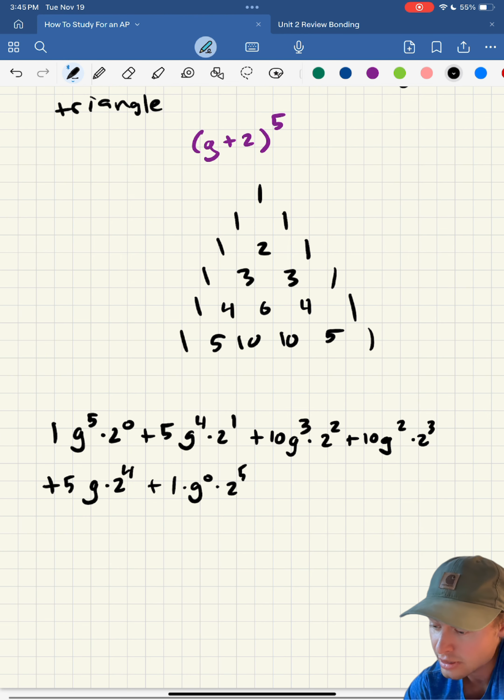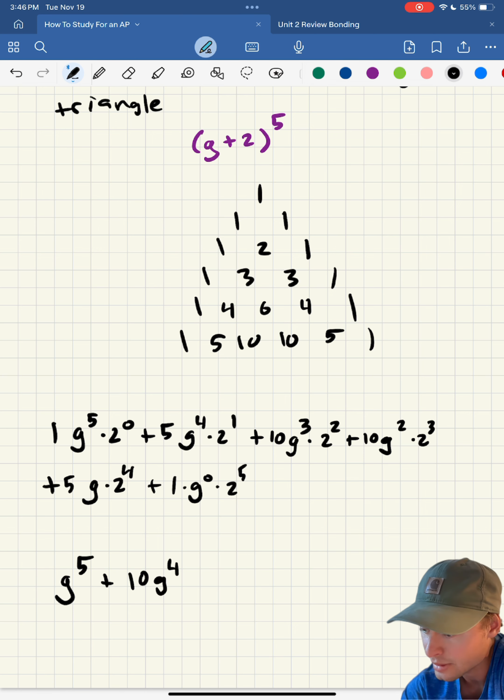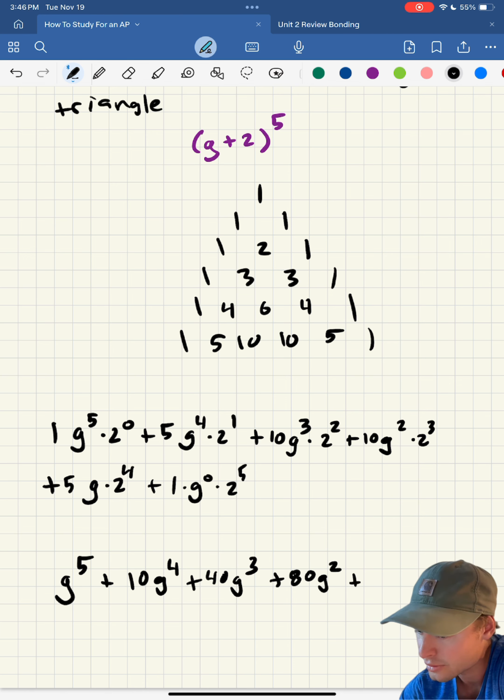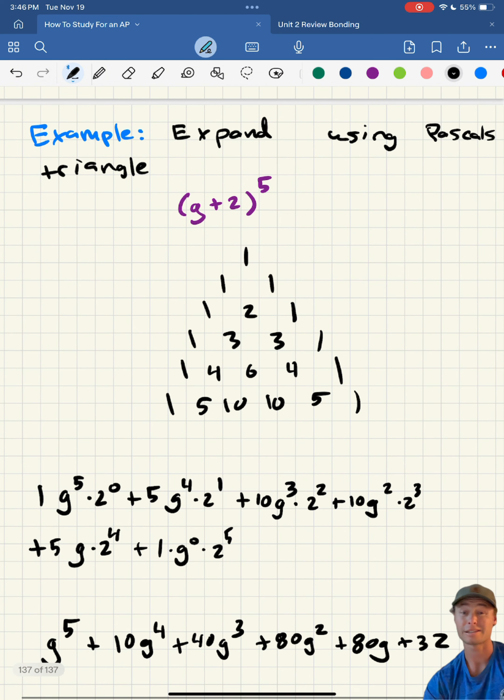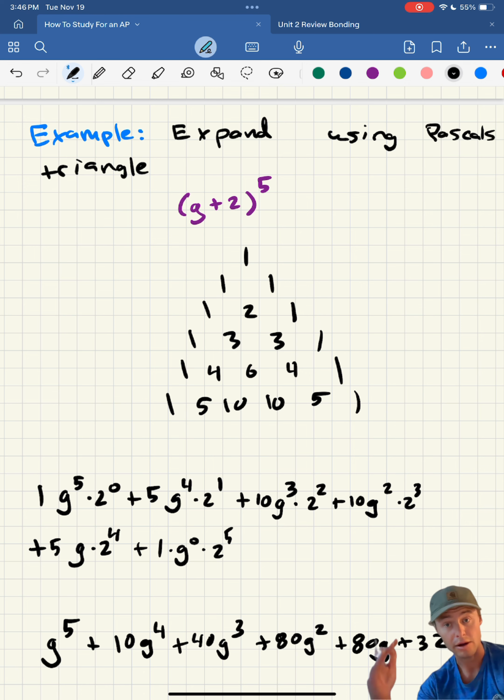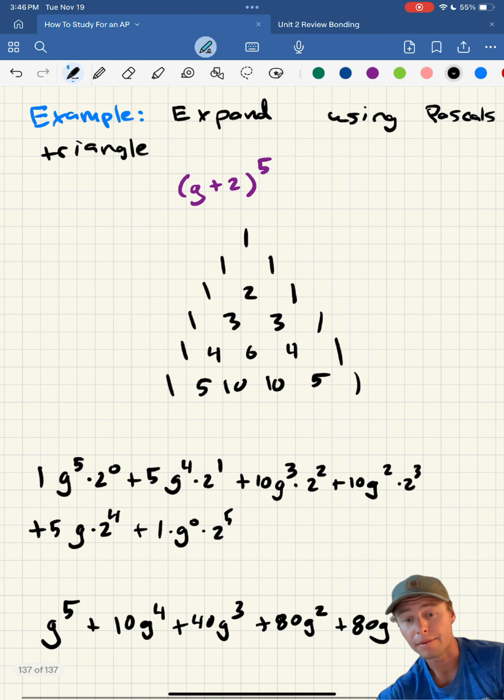So 1 times g to the 5th, 2 to the 0 is just g to the 5th, plus 5 times 2 to the 1 is 10, g to the 4th, 2 squared is 4 times 10 is 40, 40g cubed, 2 to the 3rd is 8 times 10 is 80, plus 80g squared, 2 to the 4th is 16 times 5 is 80 again, plus 80g, and then 2 to the 5th is 32, plus 32. So there you go, right? And why is this useful? Because it would have taken a lot longer to try to multiply out all 5 of those binomials than just using this expansion theorem. And there you go. That's how it works.